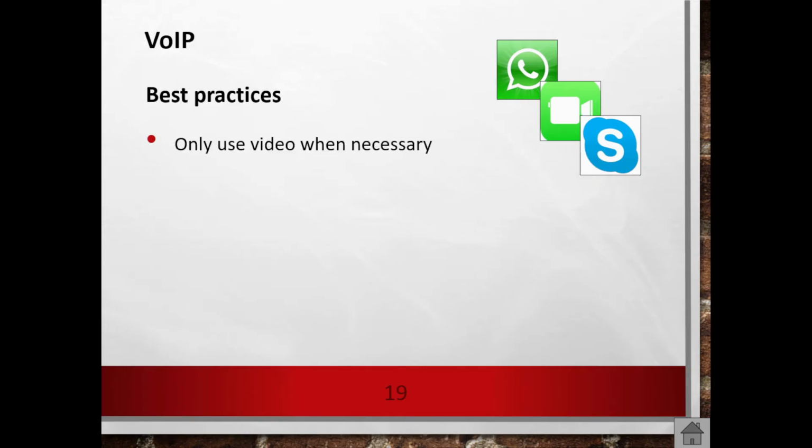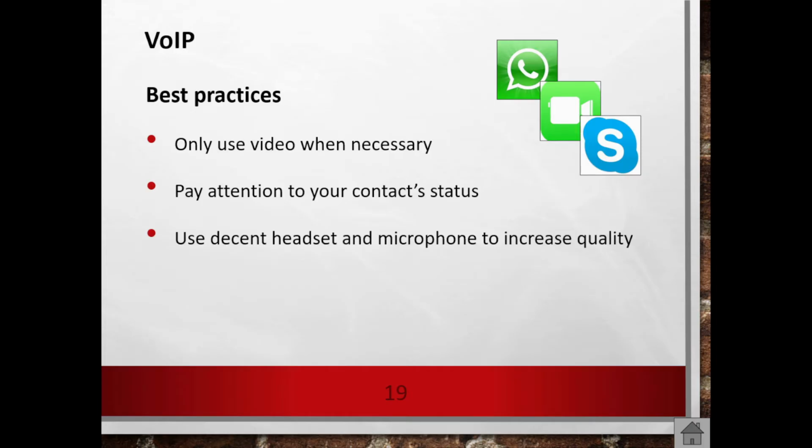Only use the video when necessary. I've had meetings on WhatsApp without turning on the video. You don't have to see everyone if it's not necessary. Pay attention to your contacts' status, right? If they're saying they're busy, then don't disturb them. It's like when you approach a closed door. You knock before entering, okay?